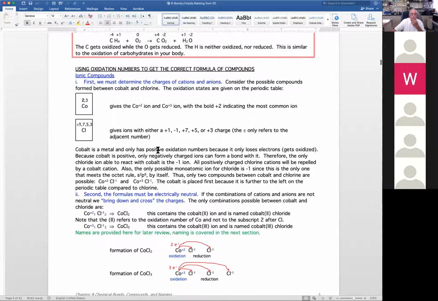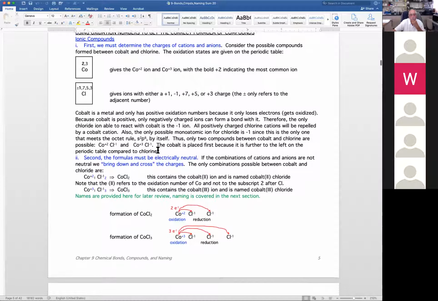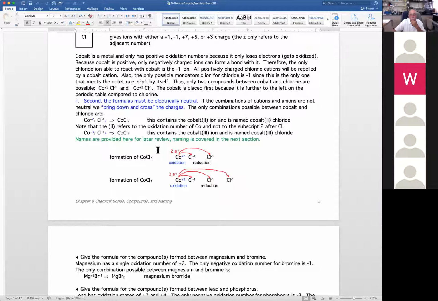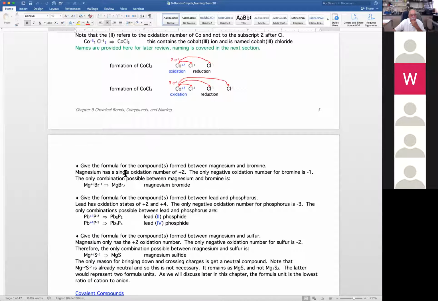So here's using the oxidation numbers to get the formula for compounds. Besides simply being able to get the oxidation numbers off the periodic table, the only other thing is make it into a neutral compound. And the way you do that is you simply bring the charges down and then ignore whether they're positive or negative.